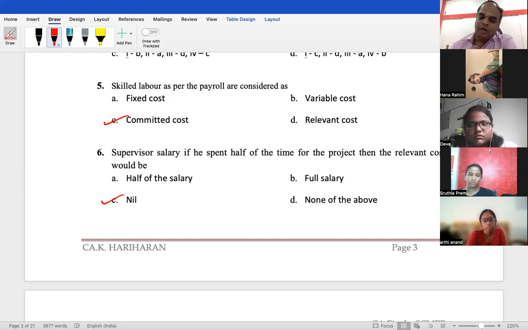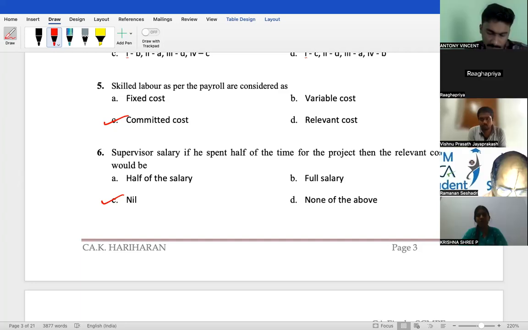If it is excess time or overtime, or some other premises they are going to conduct one more class, you are going to appoint additional labor, then only it becomes relevant cost. Understood? Yes, sir. Like an article, whether you are doing one audit or two audits or three audits, your payment remains constant. Therefore, irrelevant for decision making. Therefore, it's a committed cost. Nil amount you have to take. Understood? Yes, sir.